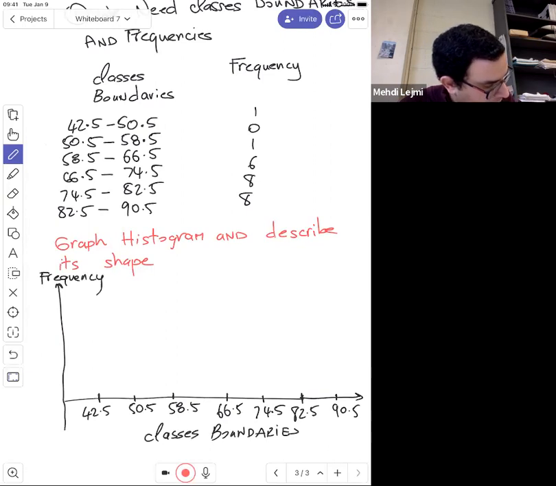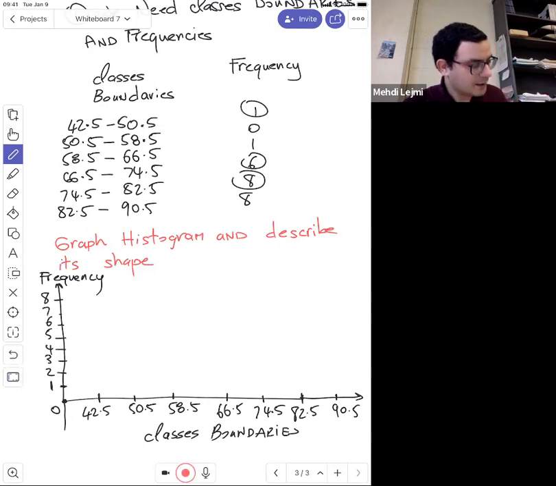Now, the intersection of the horizontal and vertical axes will be 0. So here's my 0, and then we go up: 1 unit, 2 units. We're going to need 1, 6, and we're going to need 8, right? So 3, 4, 5, 6, 7, and 8. All right, so then the first class.